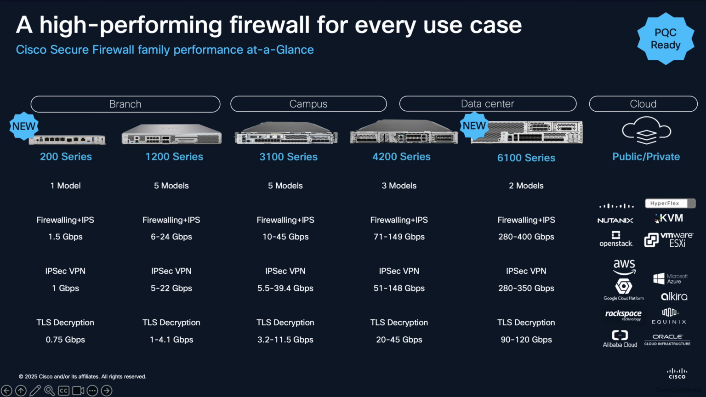And then moving on, and not new to 10.0.0, but you will see the 1200, 3100, and 4200 there with their varying performance factors. So the new entry at the high end of the portfolio is the 6100 series, which includes two models and up to 400 gigabits per second in firewall IPS performance and similar VPN performance as well, while over 100 gigabits per second in decryption performance.